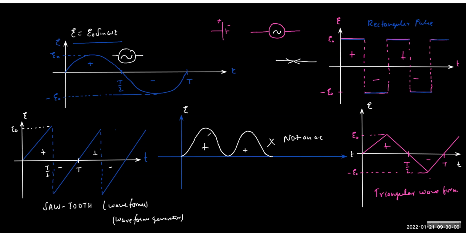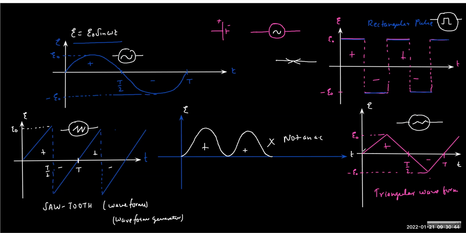But you may see some other symbols also. So here you will see a symbol like this. This is sawtooth. This is triangular waveform. And this is the rectangular wave, pulse or waveform. So these are the various circuit representations of an alternating voltage source.